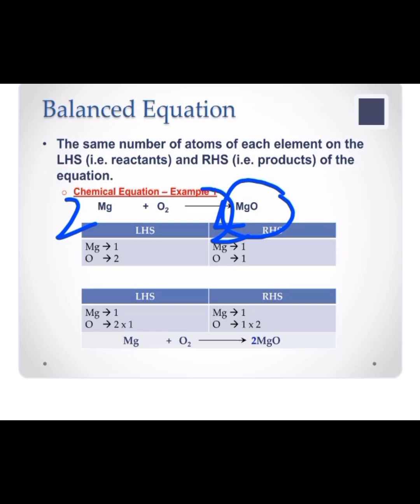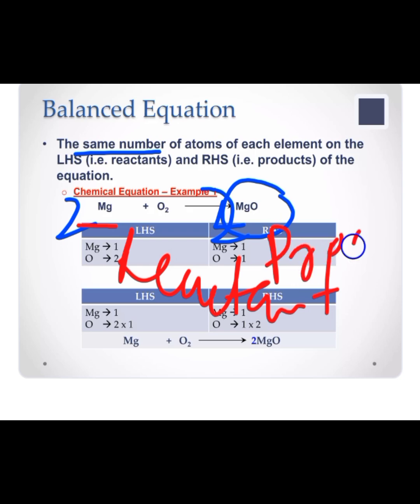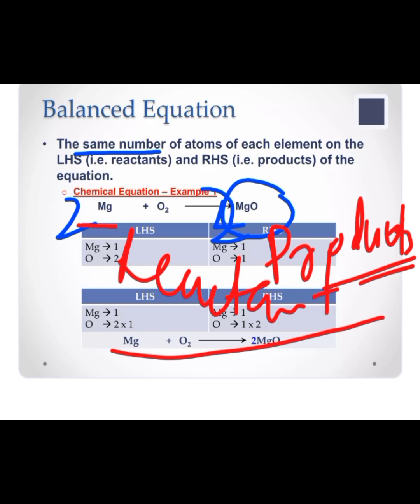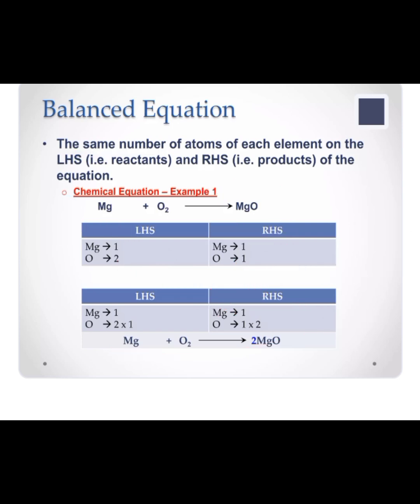So the same number of atoms of each element should be on the left hand side, that is the reactants, and the right hand side, that is the products. This is the balanced chemical equation. So this is our balanced chemical equation.